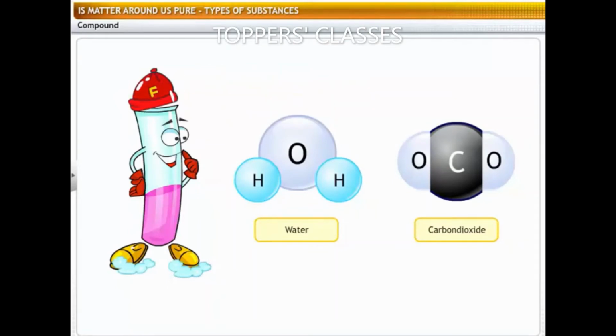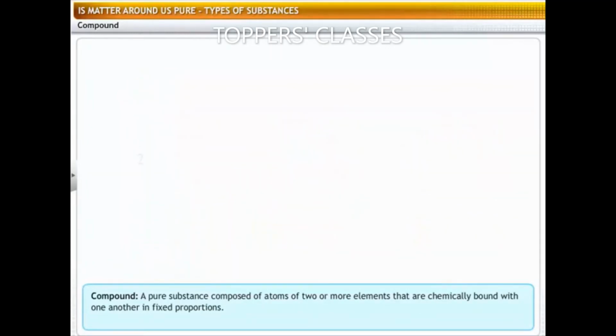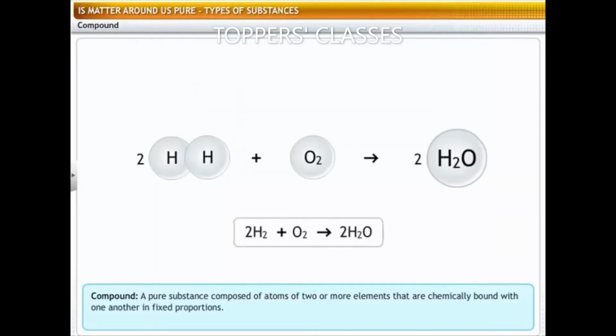No, not quite. A compound is a pure substance that is composed of two or more elements, chemically combined in definite proportion by weight. For example, water is made up of 2 atoms of hydrogen and 1 atom of oxygen. These atoms combine to form a compound known as water. The smallest particle of water is called a molecule.